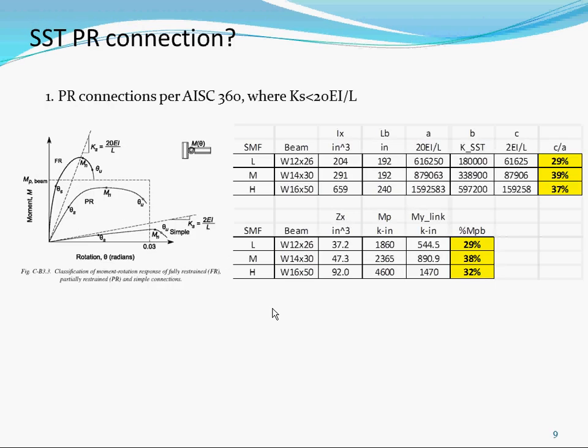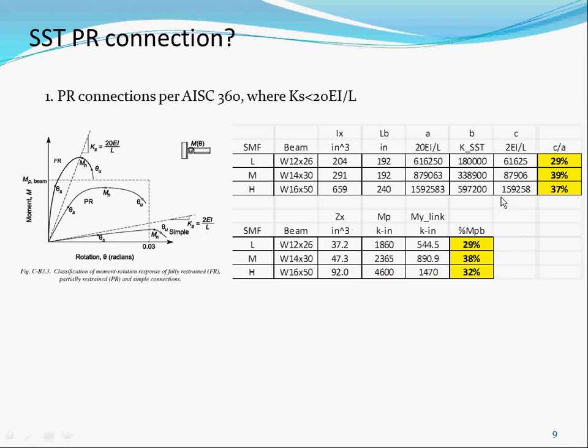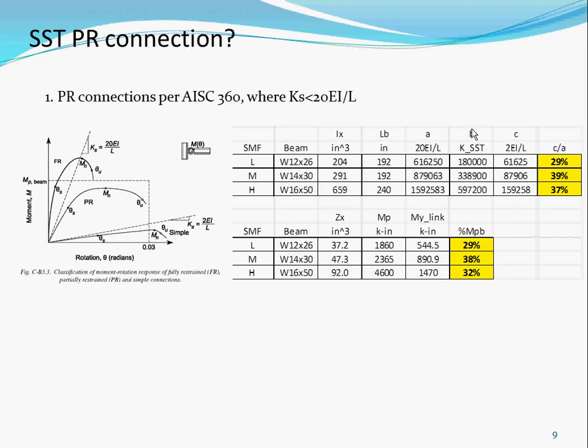So what's different from our connection? If you look at this one, our PR connection, I did the same thing for those two, right? Anything that's 20, or if you're looking at the stiffness, 20 or 90, somewhere in between is considered a PR. So we are in between. CA is 2EI over this one. I'm talking about C divided by A. This is percent of the beam.